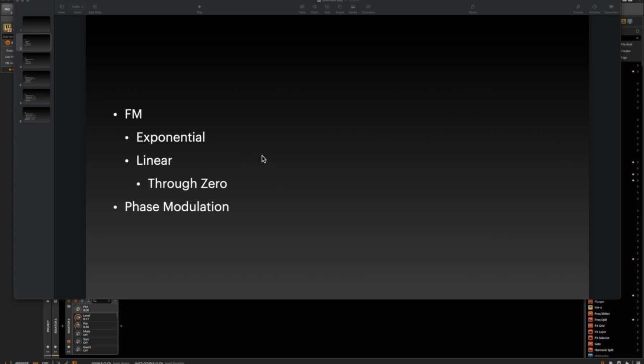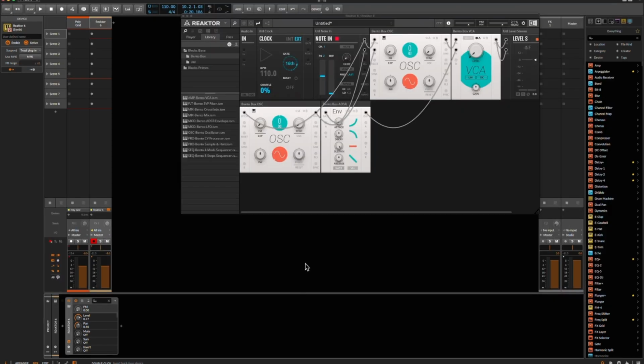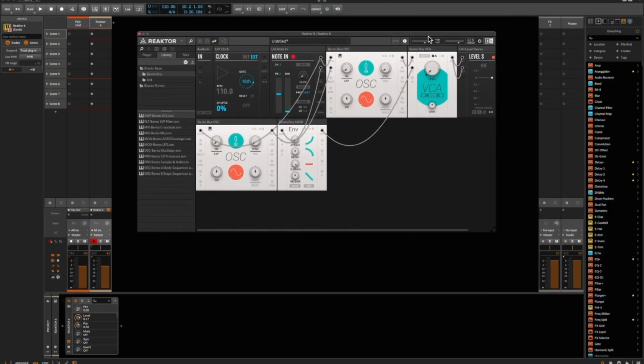Today we are talking about frequency modulation in all of its different manifestations, which include exponential or pitch FM, linear FM, through zero FM, which most of the time is also linear FM, but it has some tricks up its sleeve, and phase modulation, which indirectly is also frequency modulation. So first, well, what's the difference acoustically? How do they sound different?